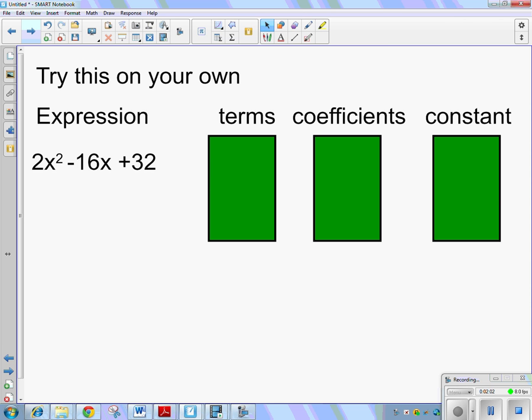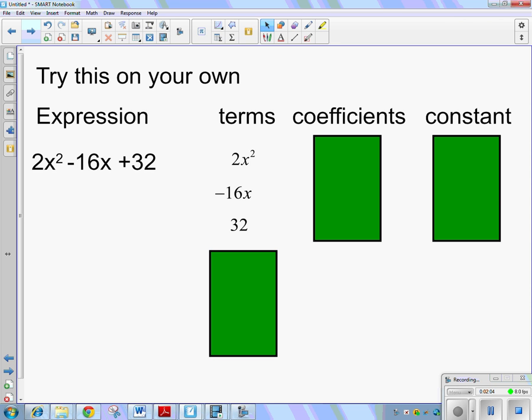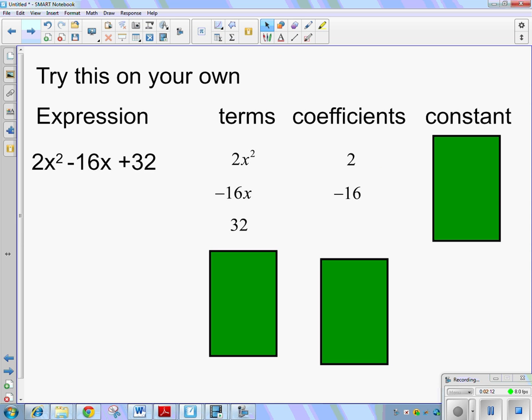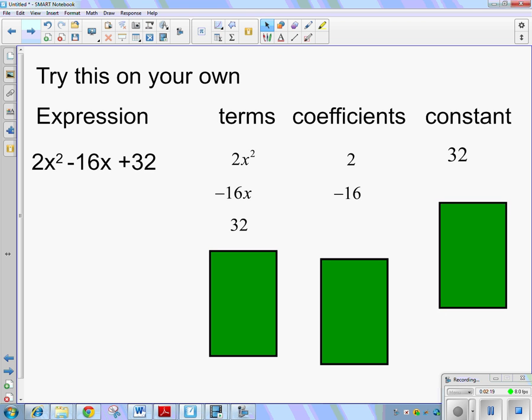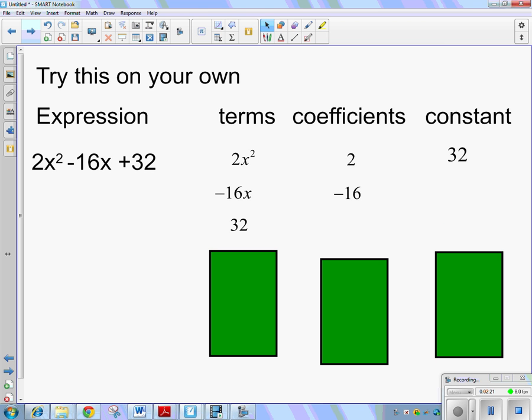I'm hoping for the terms you found 2x squared, -16x, and 32. The coefficients, remember the coefficients are the numbers in front of the variables, are 2 and -16, and we have one constant, positive 32.